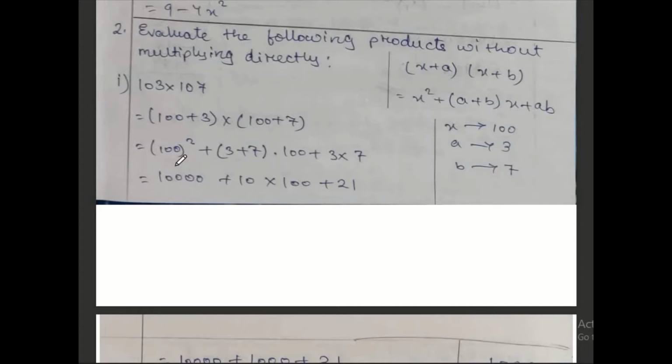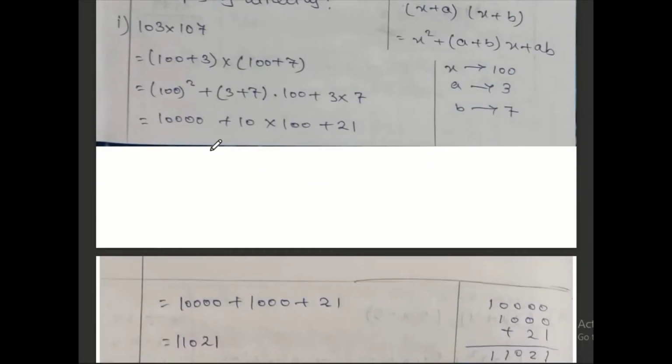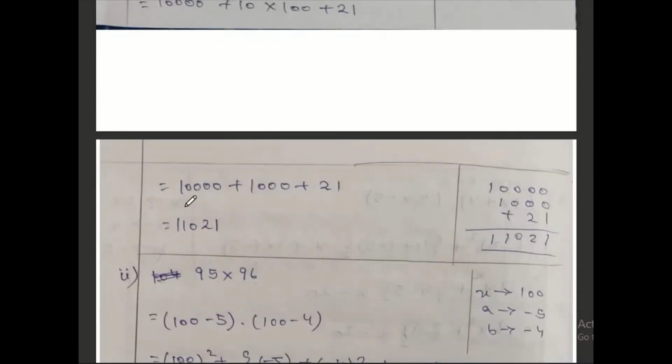So the formula: x square, that is 100 whole square, because x is 100 here. So better to do this rough work. So 100 whole square plus (a plus b), a is 3, b is 7, so (3 plus 7) into 100 plus a into b, that is 3 into 7. 100 square is 10,000. 3 plus 7 is 10 into 100, that is 1000, plus 21. All together you can add this. Your answer is coming 11021.